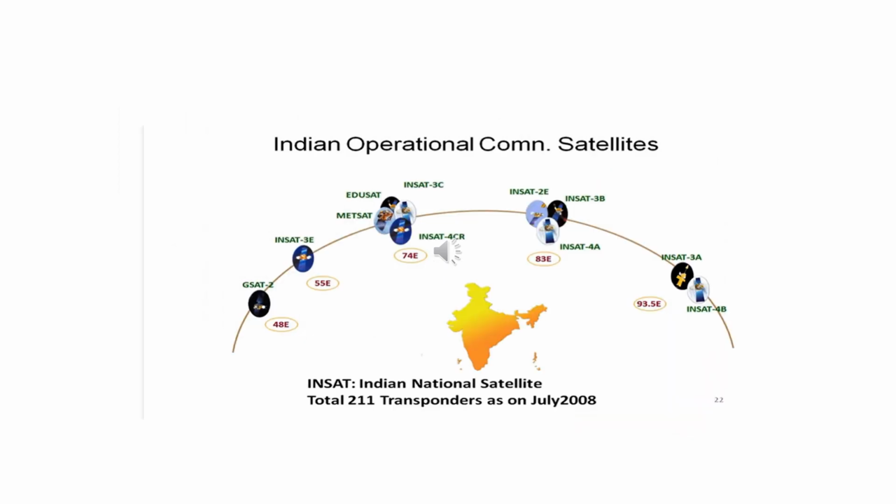This figure shows the Indian operational communication satellites variation. You can see 48 E till 93.5 E till July 2008. India has 211 transponders. Here INSAT stands for Indian National Satellite.